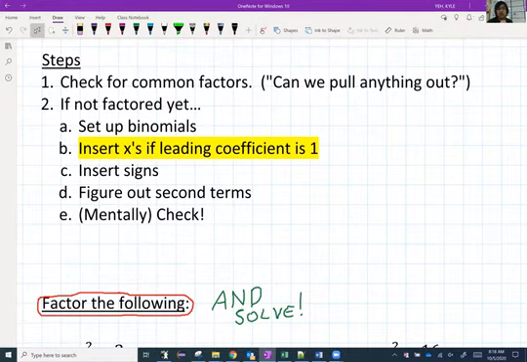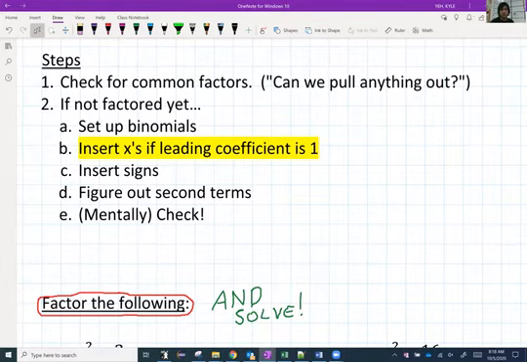If the leading coefficient is 1, if we have 1x squared, we can just insert x's straight away. That's what we're looking at today. So today we're going to be doing step 2b every time. We're going to insert signs. That's kind of cryptic, but I will explain what that means here in just a second when we're looking at problems. We're going to figure out those second terms, and we're going to mentally check to see if we FOIL our answer out, if we get what we started with.